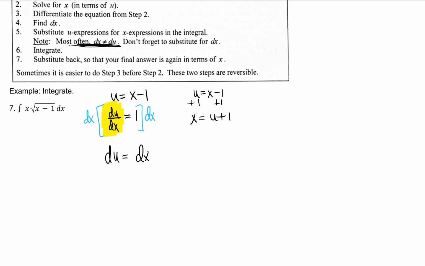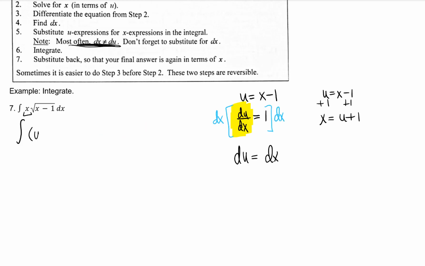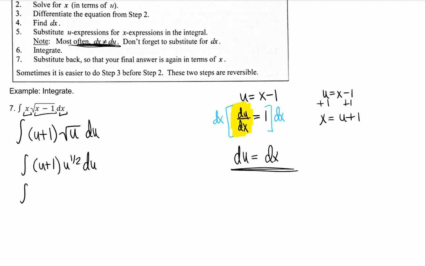Now we're going to substitute the u expressions for the x expressions. x can be rewritten as u plus 1. Square root of x minus 1 can be written as square root of u. dx in this case is actually equal to du, so I will replace it with du. That way all my variables match. You can't have some u's and some x's. Everything needs to match. Once I've substituted u, I can do some algebra to simplify this integrand by distributing the u to the 1/2. And now I can just use the power rule for integration.